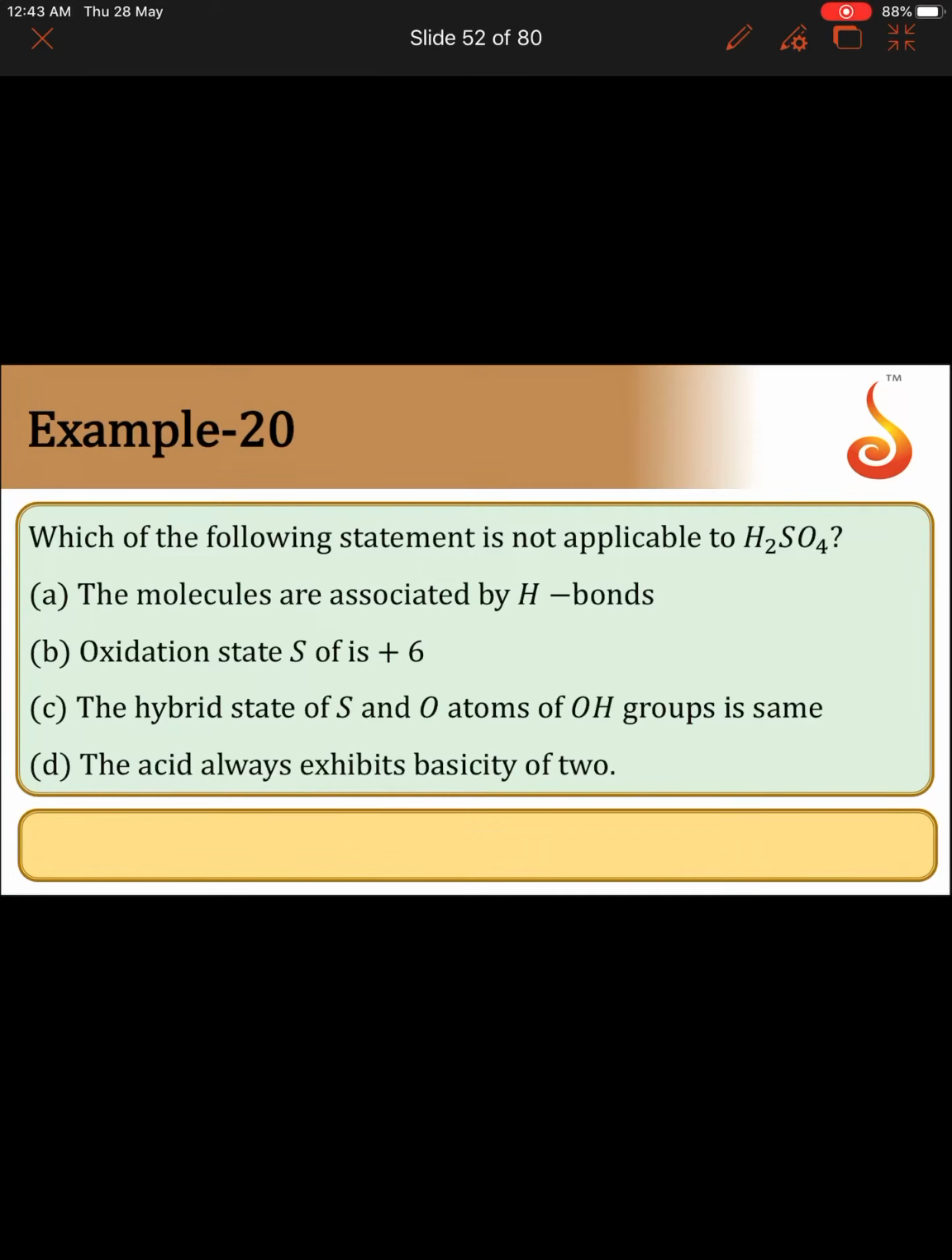Which of the following statements is not applicable to H2SO4? Option A, the molecules are associated by hydrogen bonds. Yes, H2SO4 molecules are associated by hydrogen bonds.